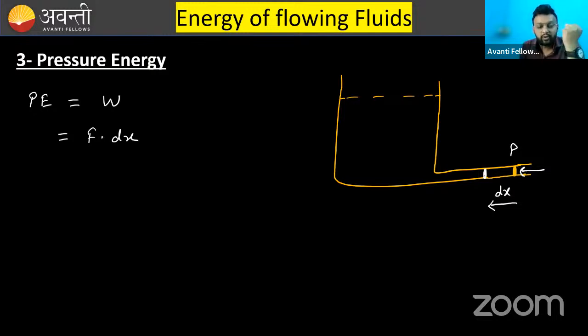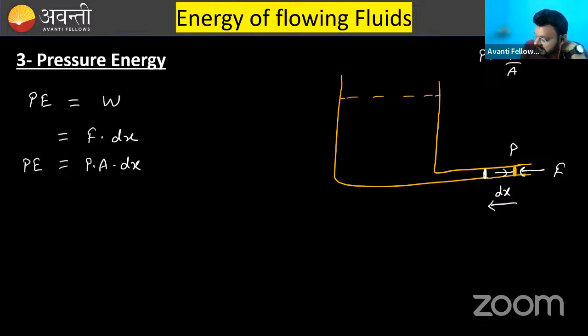So you are doing work against the pressure energy. You are applying force here, and the pressure is applying force in this direction. For zero acceleration, both of these forces must be equal in magnitude. So I am writing the term P = F/A, so F = P × A. So I'm writing it as P A dx. This is what? Pressure energy.